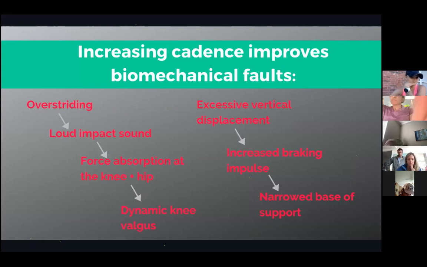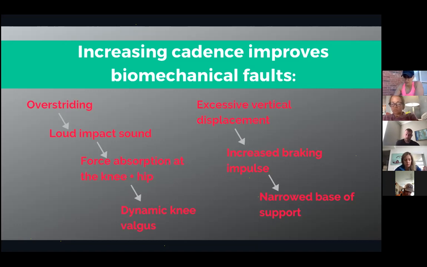So by increasing your cadence, that's a means to decrease overstriding. So if you're an overstrider, then you can decrease that. A loud impact sound is correlated with higher impact forces at the level of the ankle and the knee and the hip. So you're going to run a little bit quieter if you increase your cadence. And then force absorption, dynamic knee valgus. Typically, when you increase your cadence, you're going to improve that valgus.